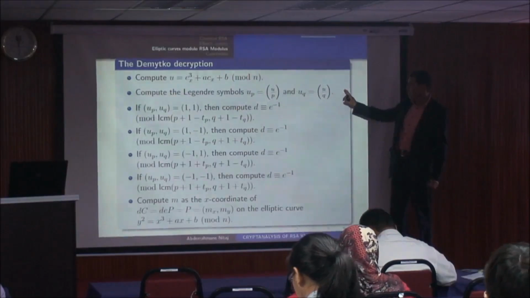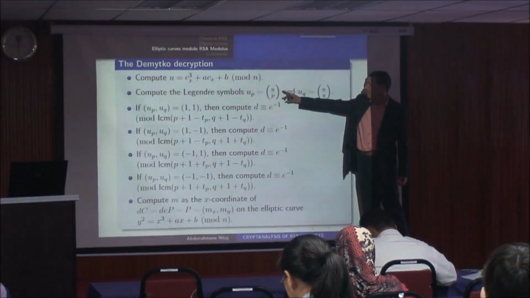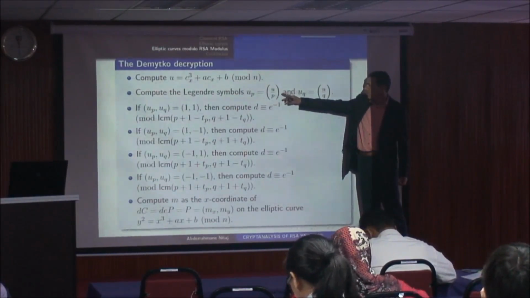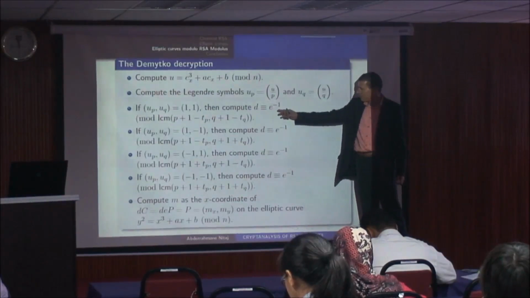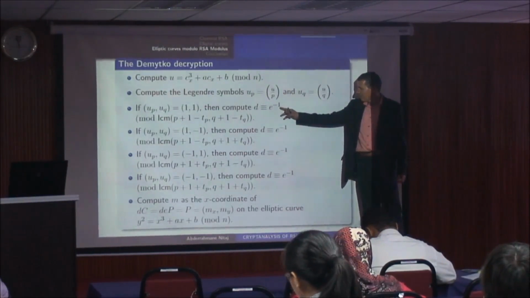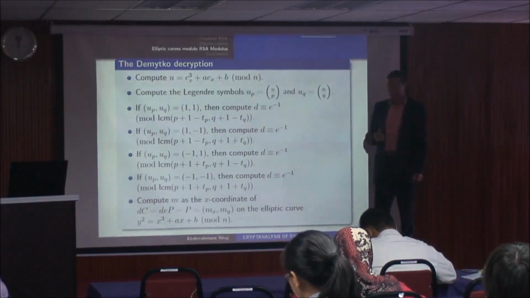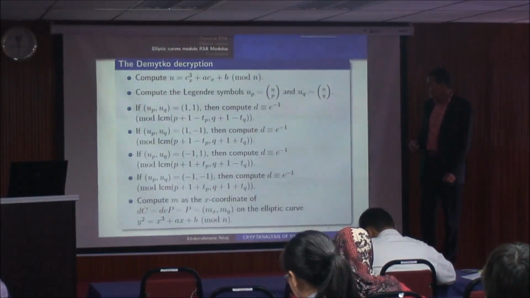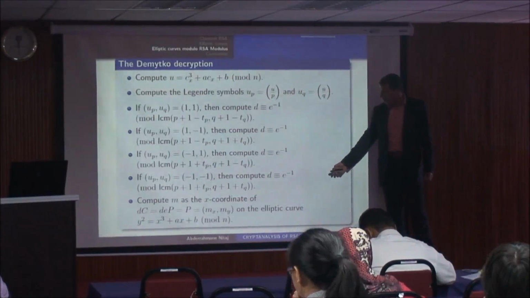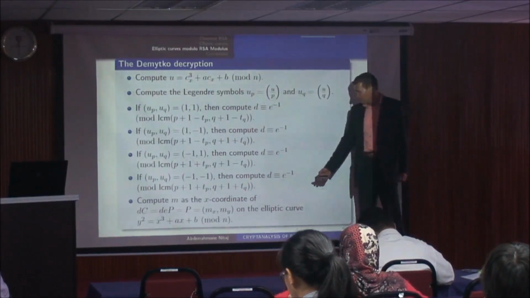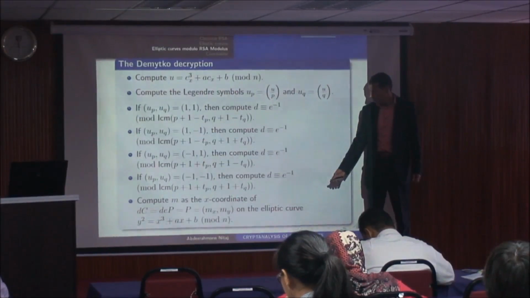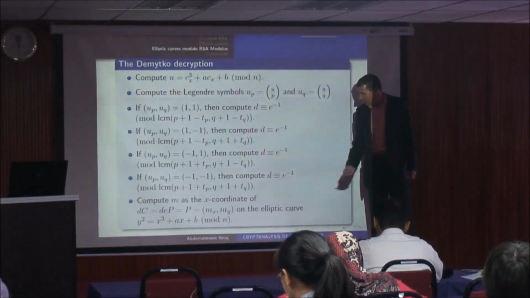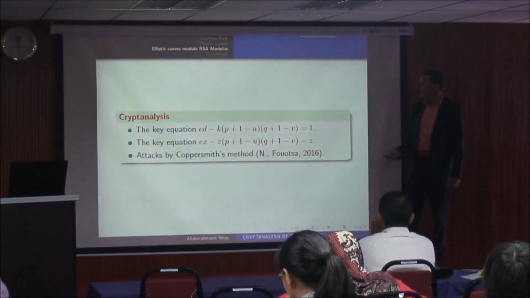So it depends on the value of the Legendre symbol, if it's 1 or minus 1, and you have to compute the value of d, which is the inverse of e, depending on the Legendre symbols. In each case, we can find the plaintext by computing d times c. In every situation, we can find d times c, and we will get the plaintext mx and 1.